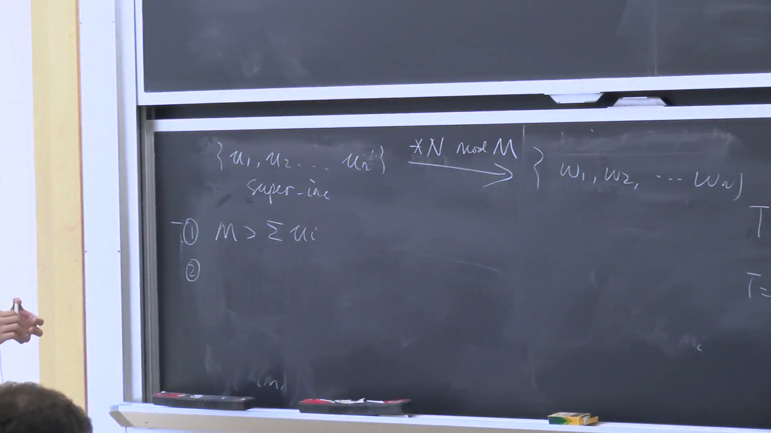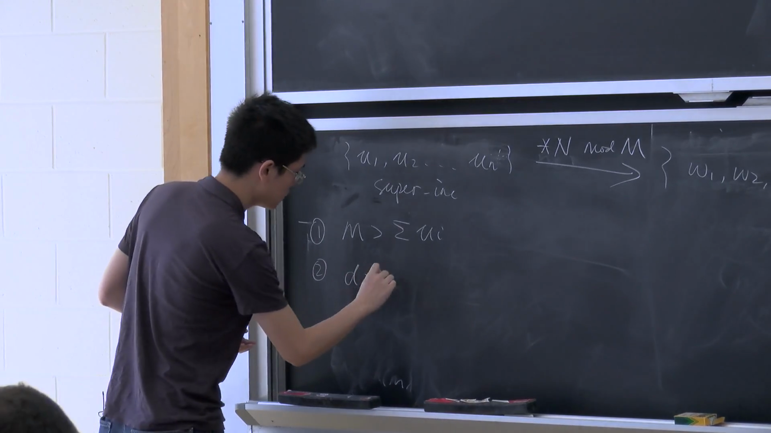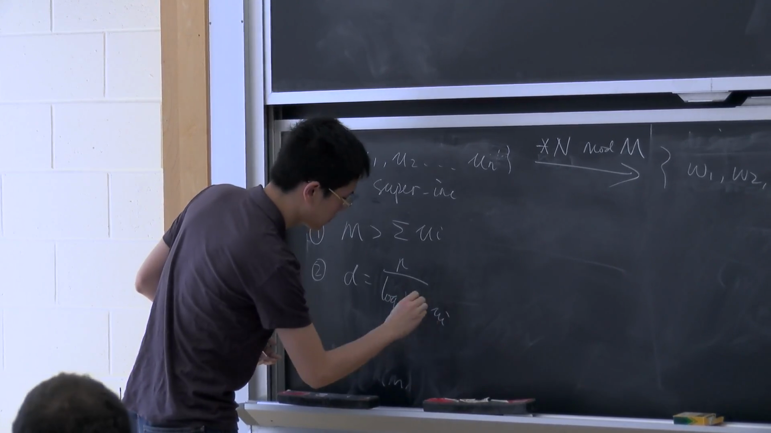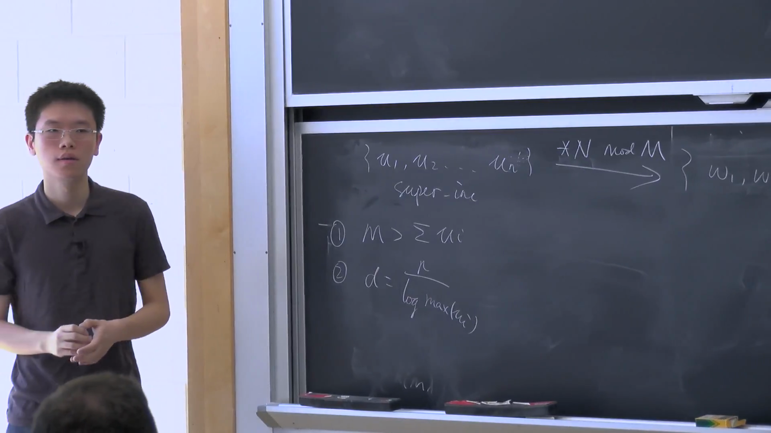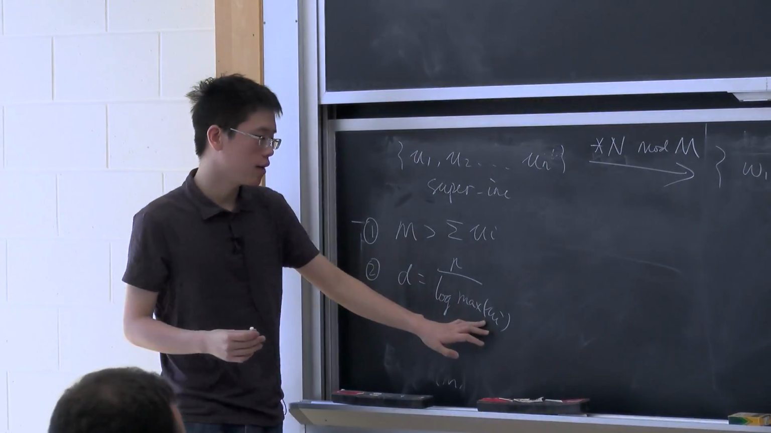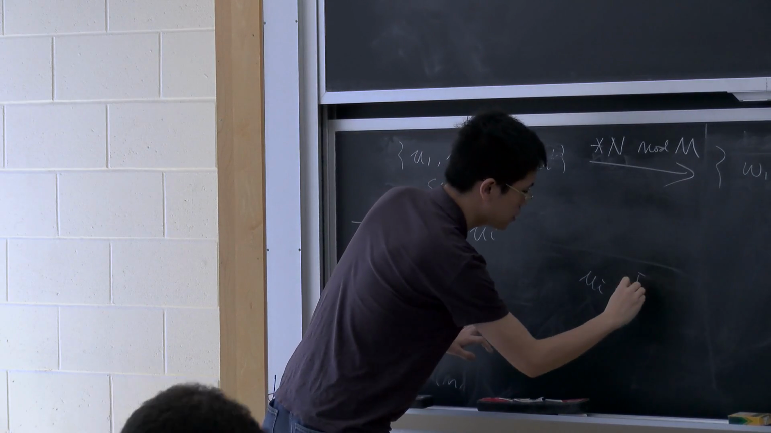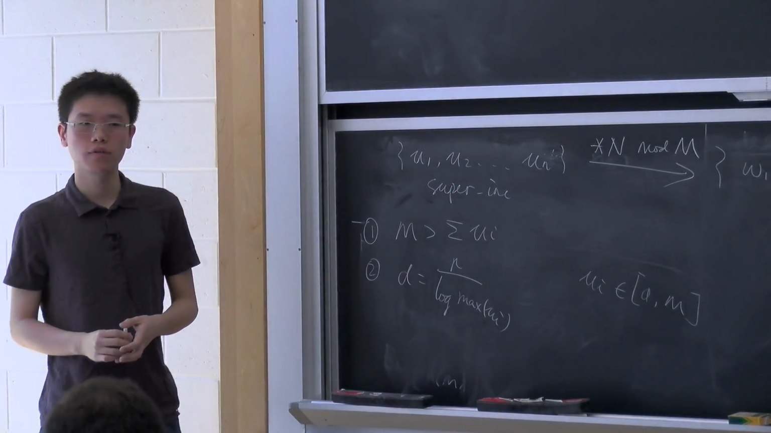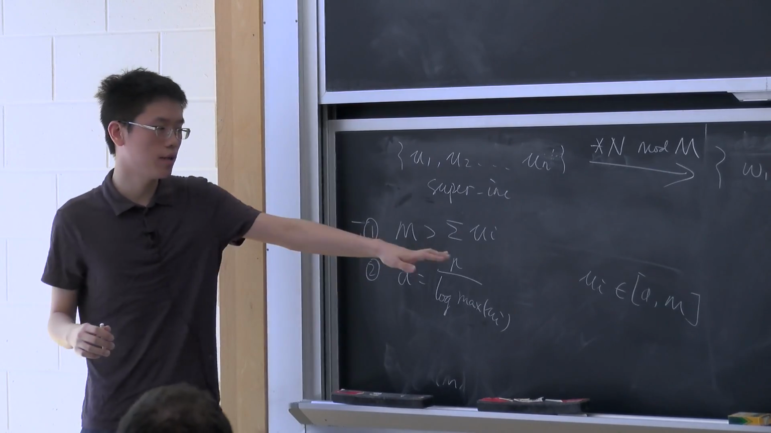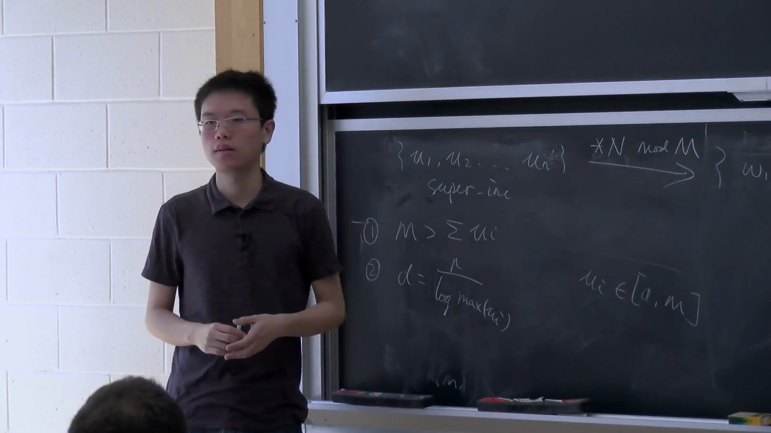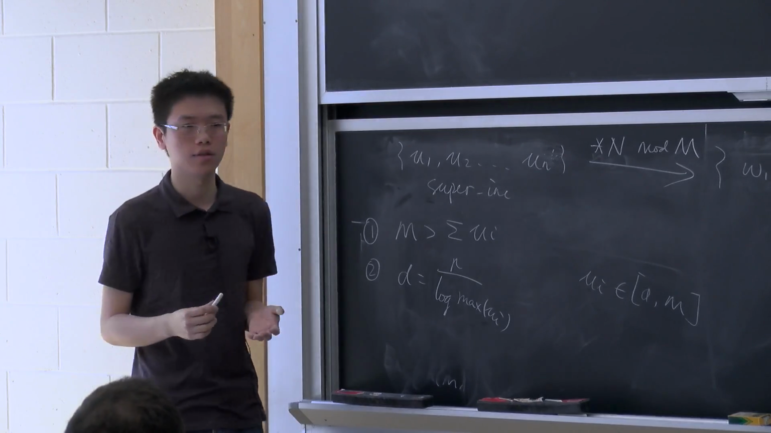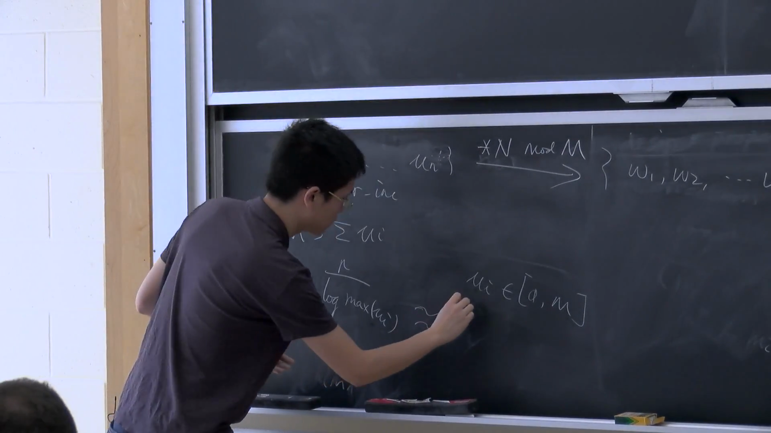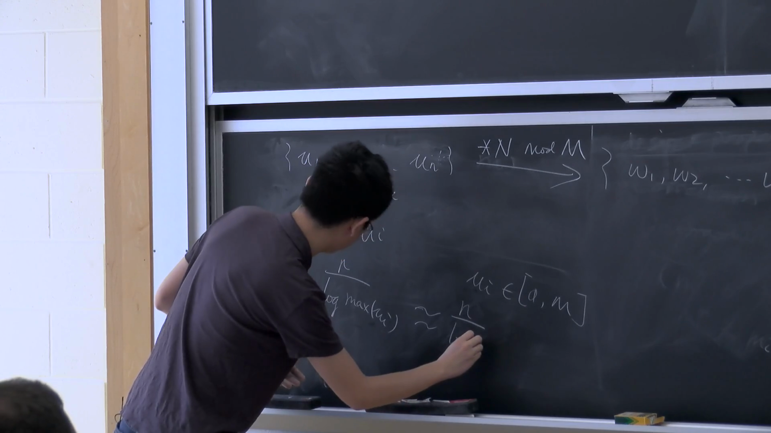Because we define density to be n over the log of max ui. Does everyone remember this part? Each ui is in the range of 1 to m, or maybe 0 to m. If I have a bunch of them, then, this is not super rigorous, chances are that some of them are very close to m, because it's unlikely that all of them are small. So this thing is roughly n over log of m.